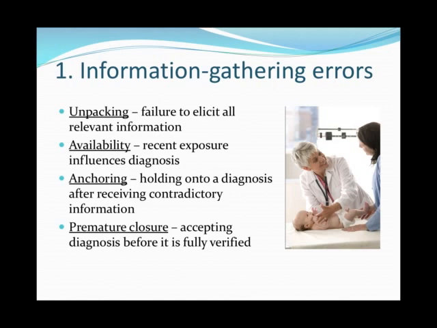Availability means maybe we saw someone with lung cancer recently, and that kind of influences our diagnosis now. Maybe we're more likely or less likely to diagnose someone with lung cancer because we've been recently exposed to a certain diagnosis.